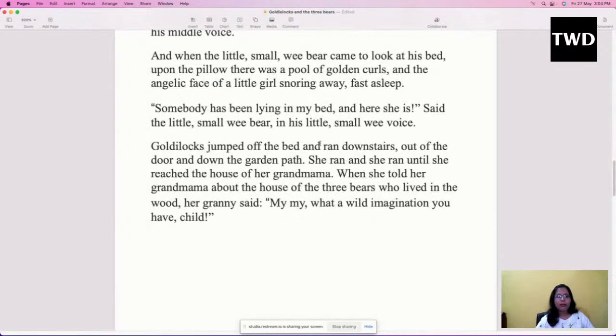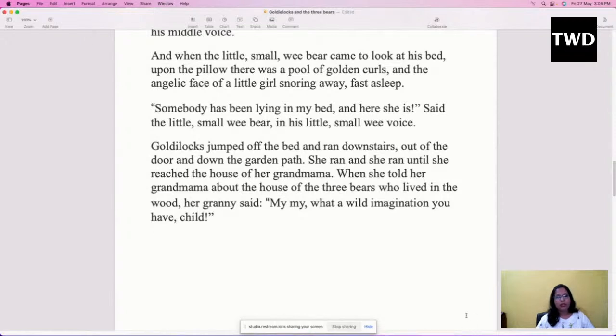Goldilocks jumped off the bed and ran downstairs, out of the door, and down the garden path. She ran and she ran until she reached the house of her grandma. When she told her grandma about the house of the three bears who lived in the wood, her granny said, "My, what a wild imagination you have, child."